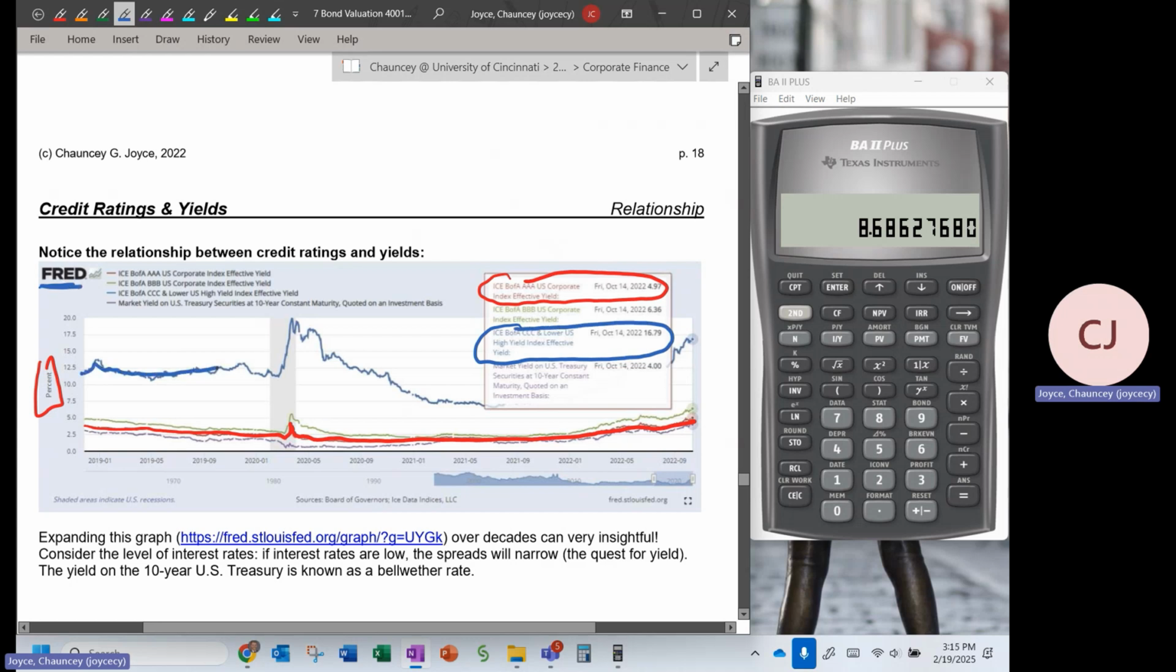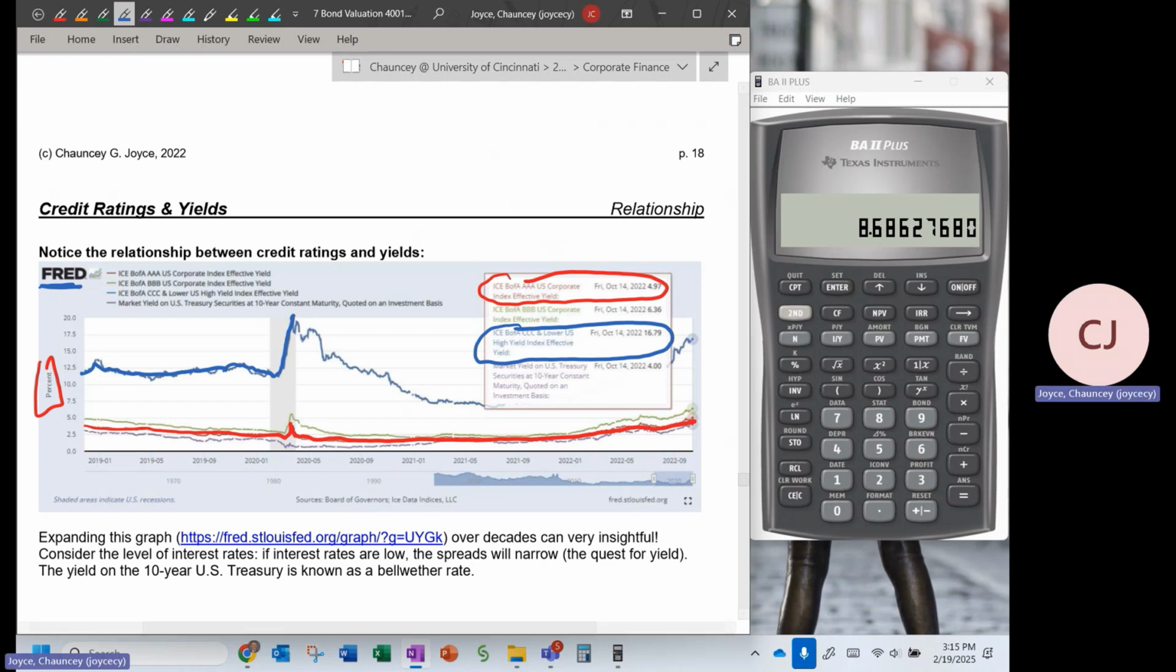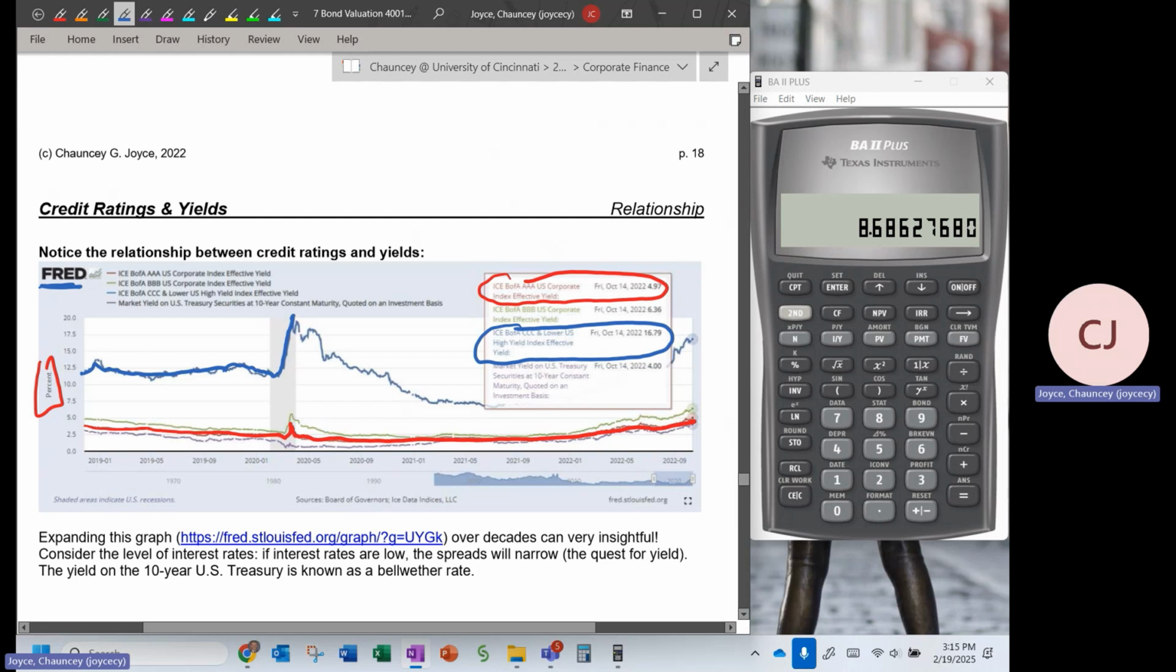So what happened here, 2020, I think we all know is COVID. Look at the yields on these just skyrocket. So what was happening here? Look at this. The yields were increasing, so people were risk off. If they're selling bonds, the yields are going to drive up, the prices will be driven low. So there's different ways to think of this. If interest rates are low, the spreads will narrow. We call this the quest for yield.